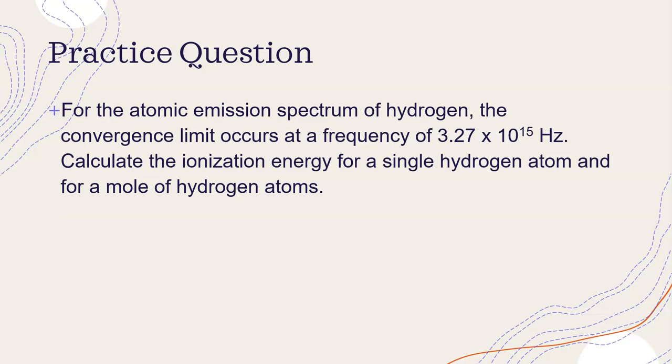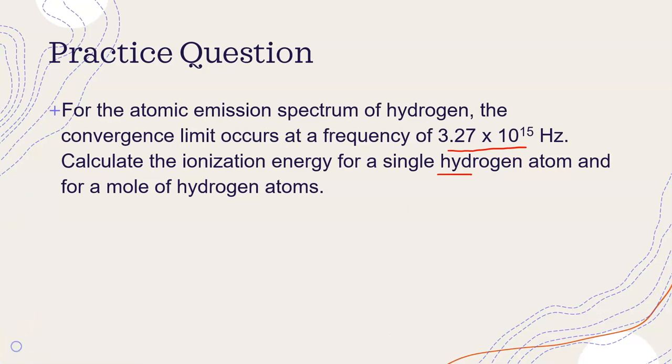So if we have a look here, we have the atomic emission spectrum of hydrogen. We're given the convergence limit, i.e. the limit to where ionization will occur, at a frequency of 3.27 times 10 to the 15 Hertz. We're asked to calculate the ionization energy for a single hydrogen atom and for 1 mole. So I want you to pause this, have a look, and then come back to see the explanation of this question.